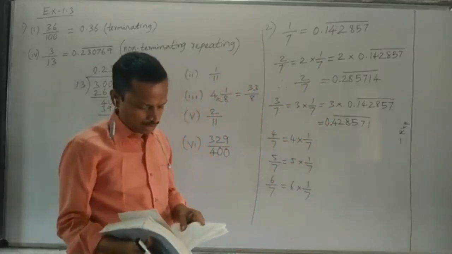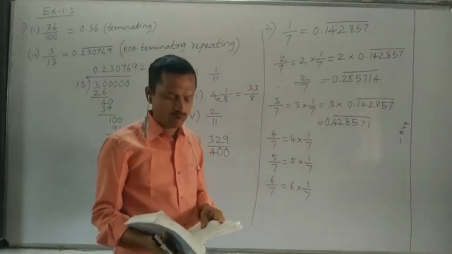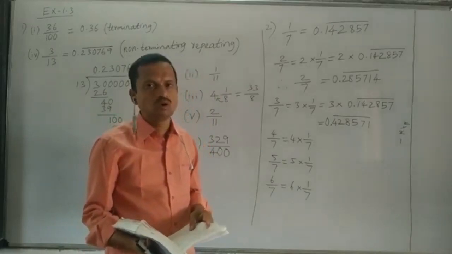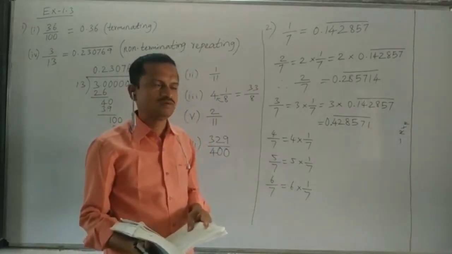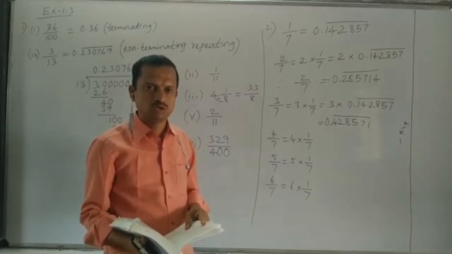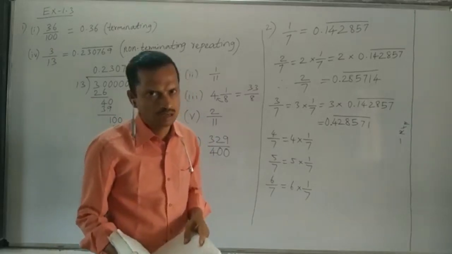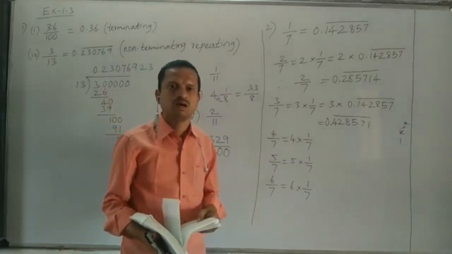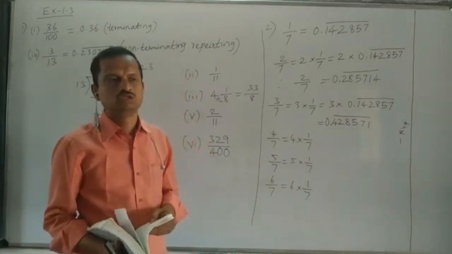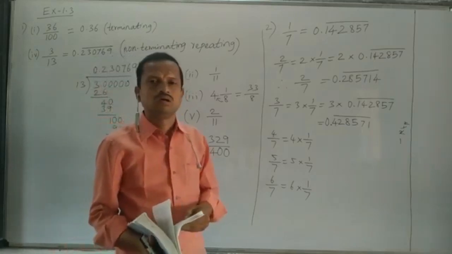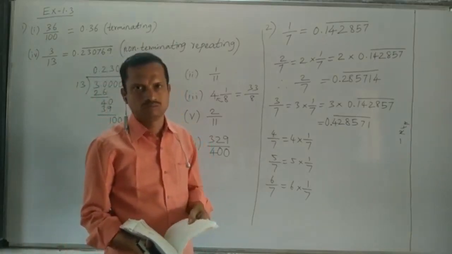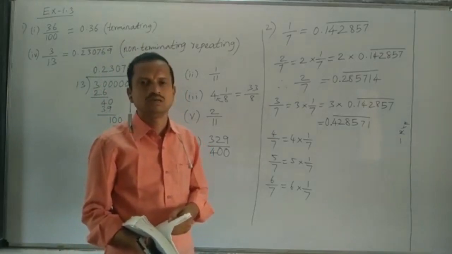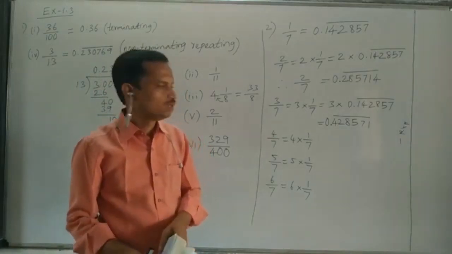Express the following in the form P by Q, where P and Q are integers and Q not equal to 0. That is the condition for a rational number. So P by Q form means what? Rational number. So the given decimal number, our duty is to tell the form of rational number. The given decimal number we have to represent in P by Q form.